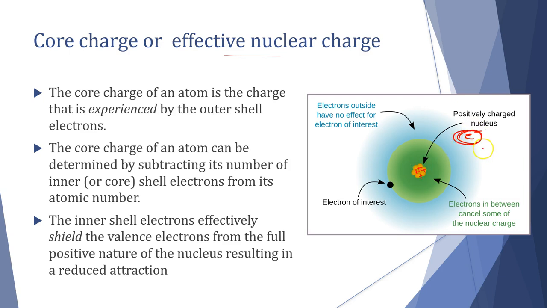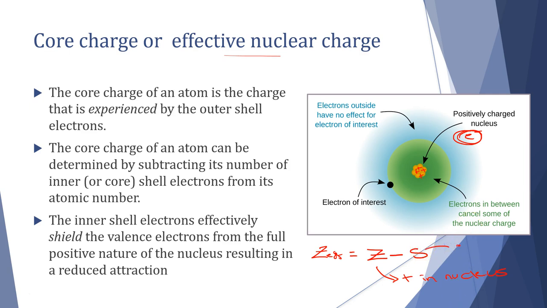how much of this attractive electrostatic force this electron feels. So it is determined by subtracting the number of inner or core electrons from its atomic number. Often you will see it referred to as Zeff, but effective nuclear charge is equal to the atomic number minus the shielding electrons. This is because we're talking about neutral atoms, so the atomic number is going to be equal to the total number of electrons, or in this case more likely the positive charge in the nucleus. So this is the positive charge in the nucleus.